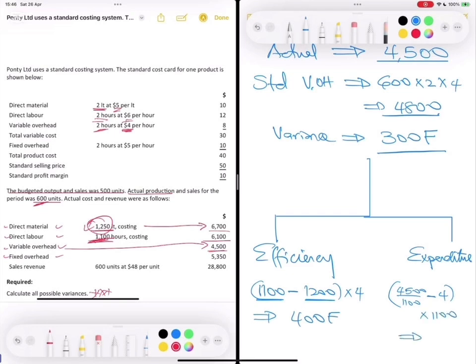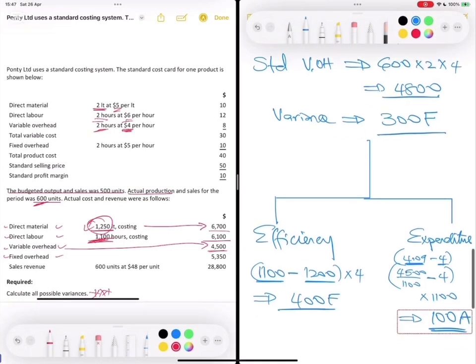And what is that quickly? Please get a calculator. And that's 100. Remember, this is 4.09. So if it's 4.09 minus 4, it means that the rate is actually more than the planned rate, and that is adverse. So you see that if you have 400 favorable and 100 adverse, it gives you a net of 300 favorable. So it has to reconcile. If it does not reconcile, something is missing.